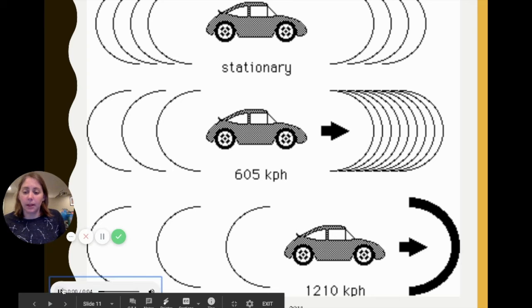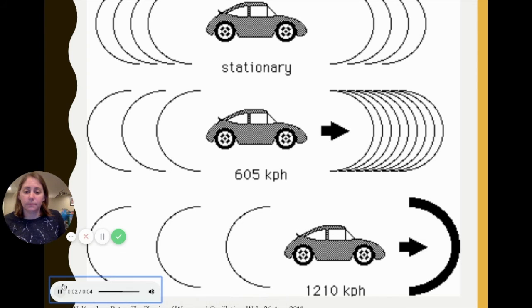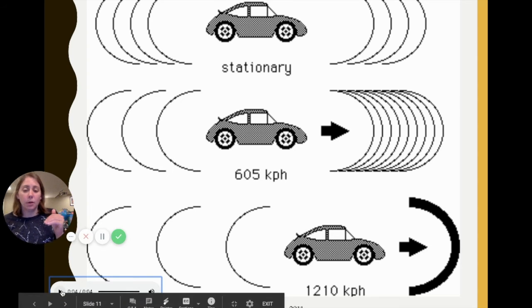So it'll sound something like this. So you'll hear a different pitch. You hear a high pitch when it's coming towards you, and then once it passes, you hear the pitch drop.